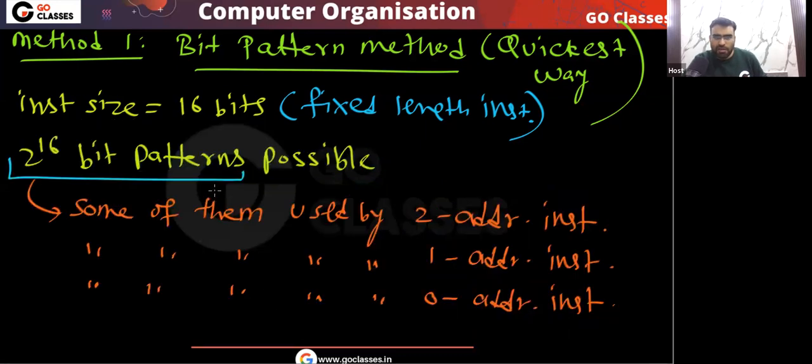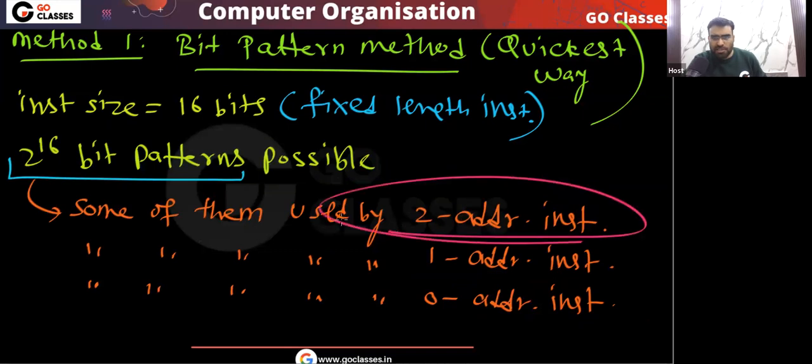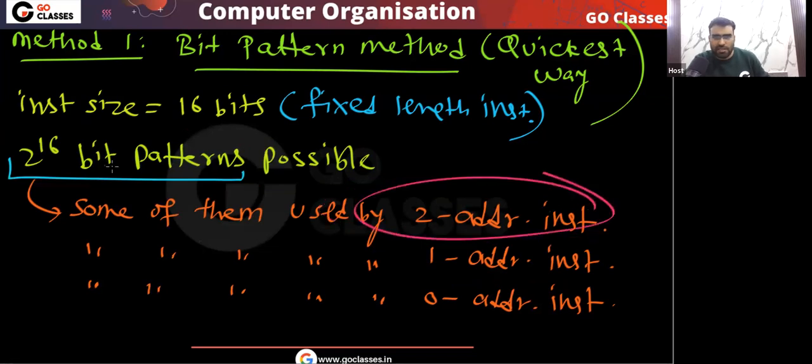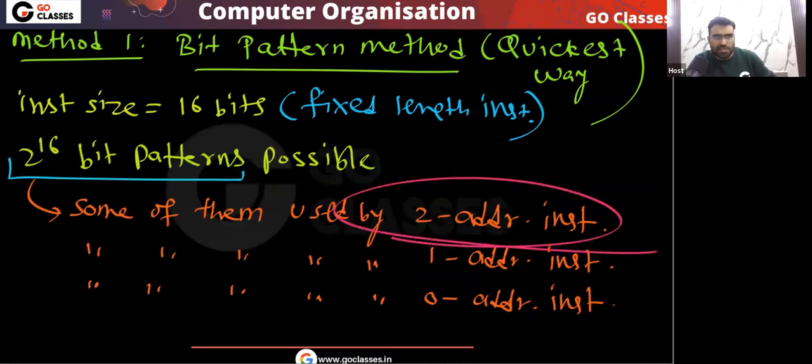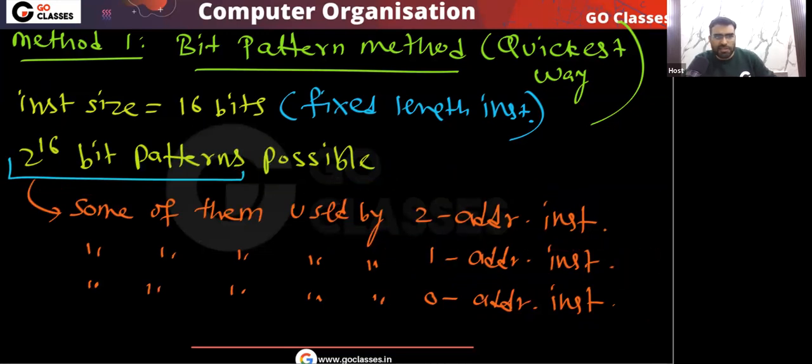Now you already know that if you have a 2 address instruction, that also will be one of these patterns. Yes or no? So you can see these many bit patterns we have. From these 2 power 16 bit patterns, some instructions are 2 address instructions, some instructions are 1 address instructions, some instructions are 0 address instructions.